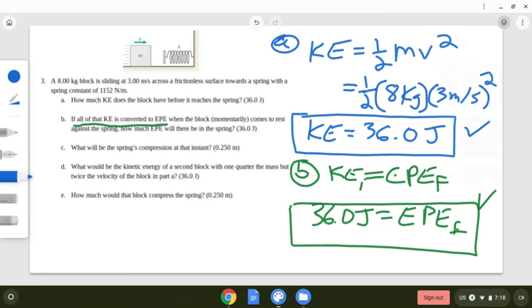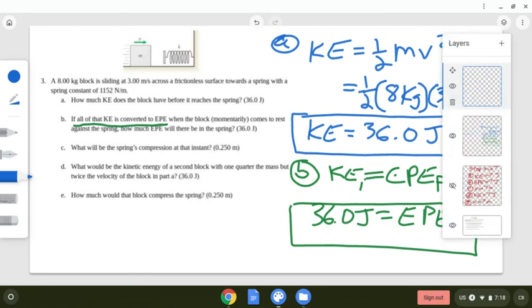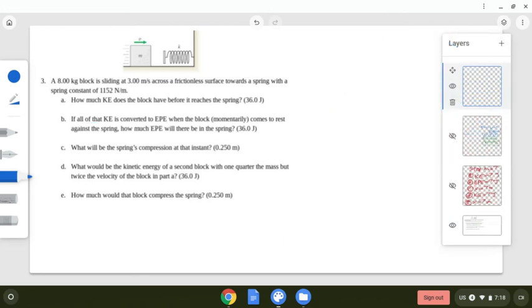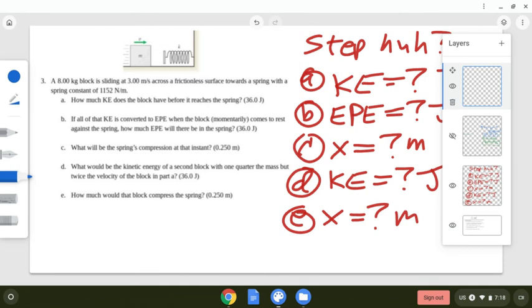The next question. Get rid of these guys. Let's see. What will be the spring's compression at that instant? So we're looking for X, the compression.